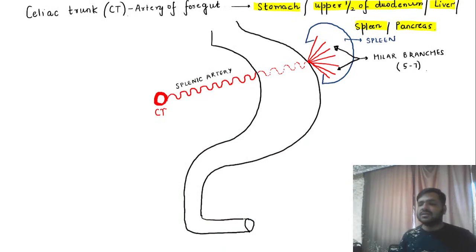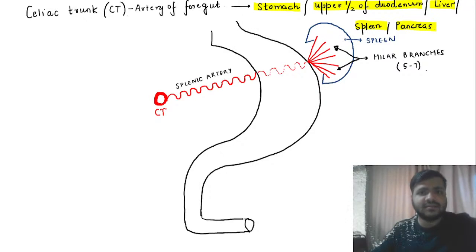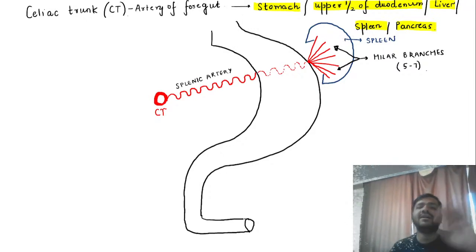Now my question is, why is it a tortuous artery? It looks like a twisted artery, right? Why is it tortuous in nature? Because if the stomach moves, the spleen will also move along with the stomach. That's why, to increase the length, it is tortuous in nature. So that's why it is the tortuous artery.